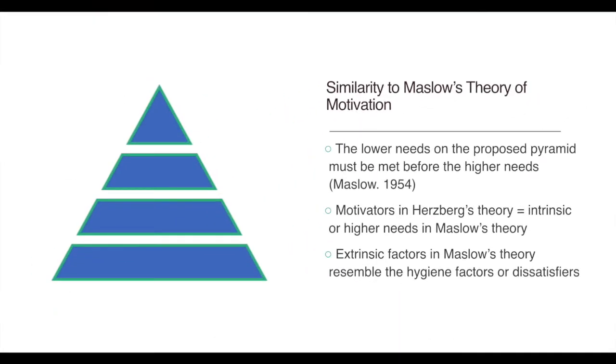We found that Herzberg's theory is comparable to Maslow's hierarchy of needs theory. In Maslow's theory of motivation, the lower needs on the proposed pyramid must be met or fulfilled before the higher needs. So the motivators in Herzberg's theory are similar to the intrinsic factors or higher needs in Maslow's theory, and the extrinsic factors in Maslow's theory resemble the hygiene factors or dissatisfiers in Herzberg's two-factor theory.